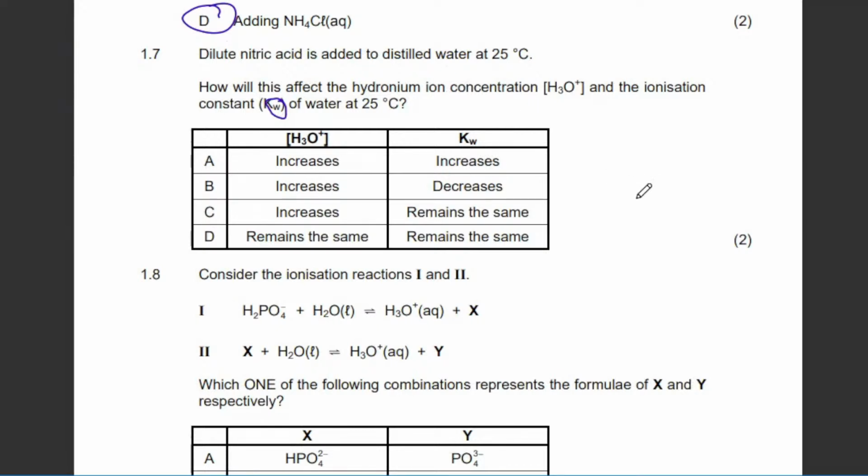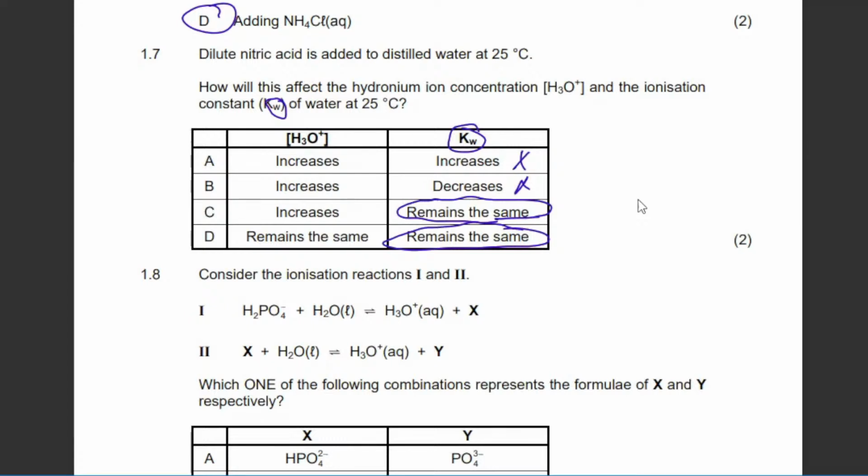Don't forget that Kw can only be changed by the temperature, not the concentration. You didn't change the temperature, you just added to the concentration. Therefore, the Kw will remain constant, remain the same. So this could be the answer, and this could be the answer, because it remains the same. So this one becomes wrong, this one becomes wrong.